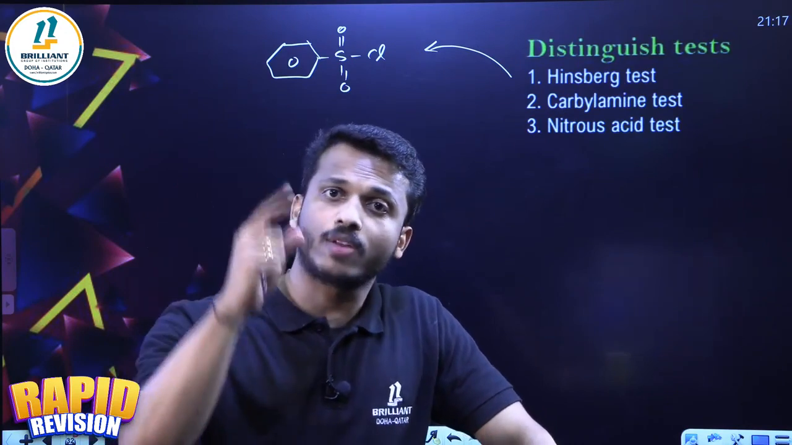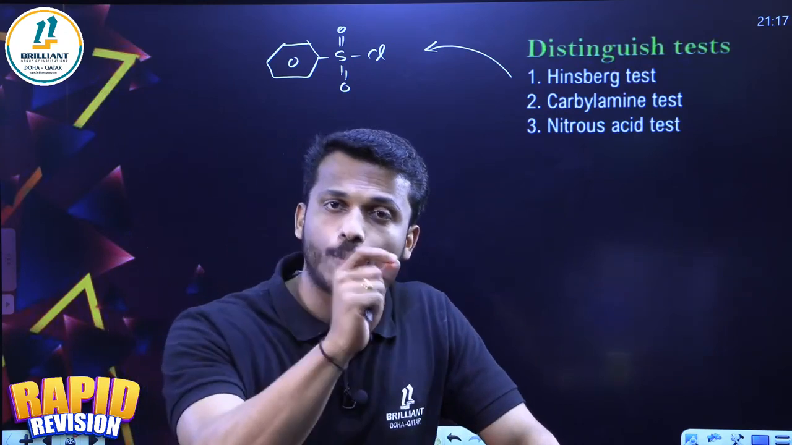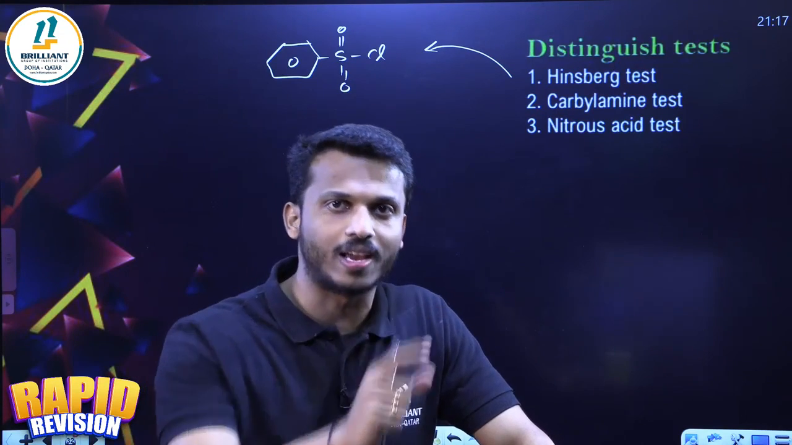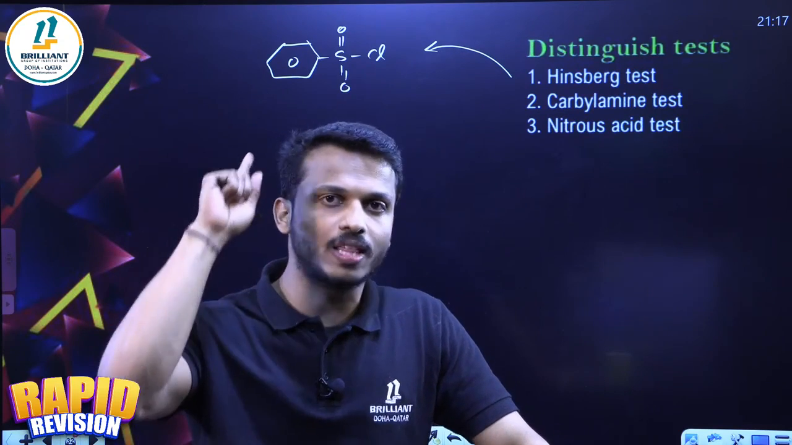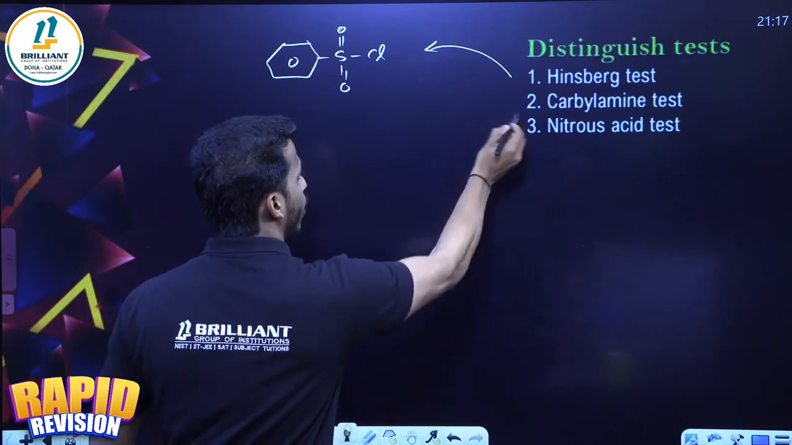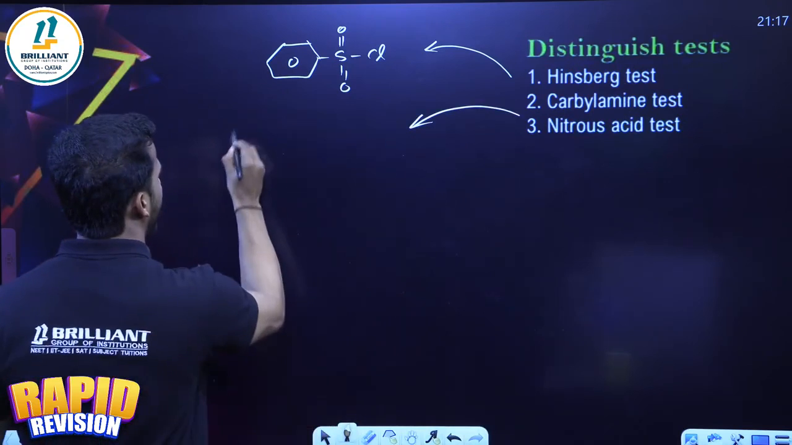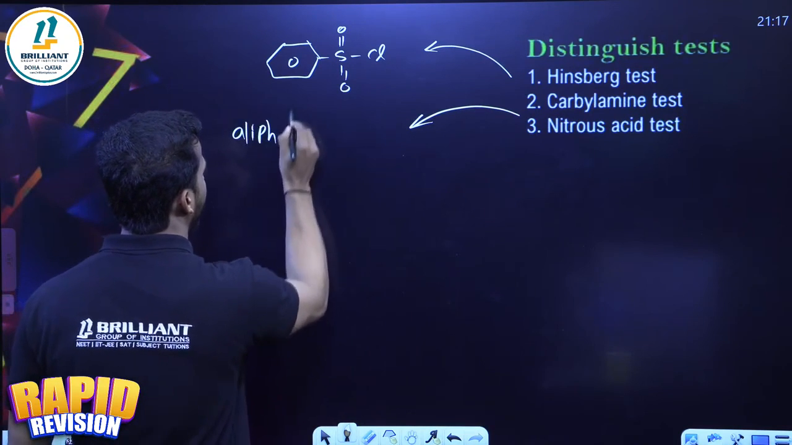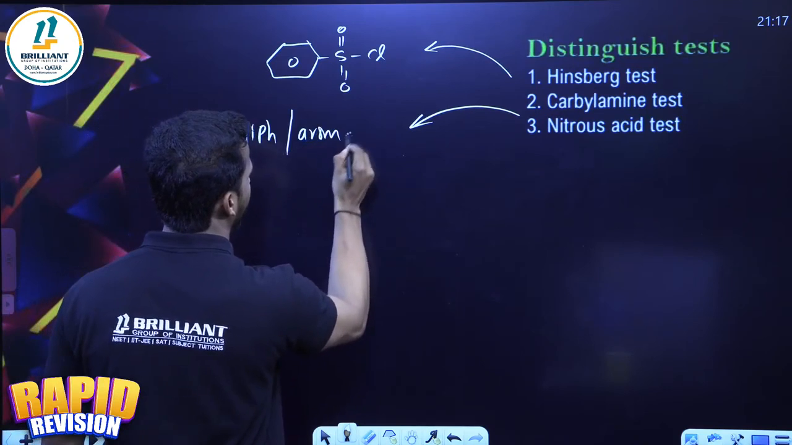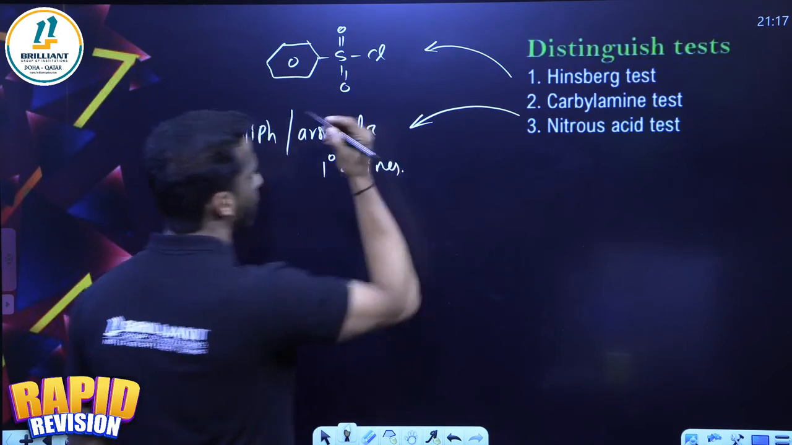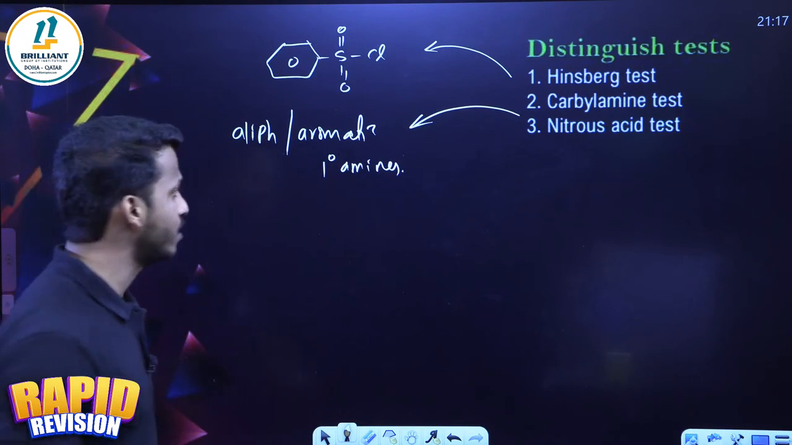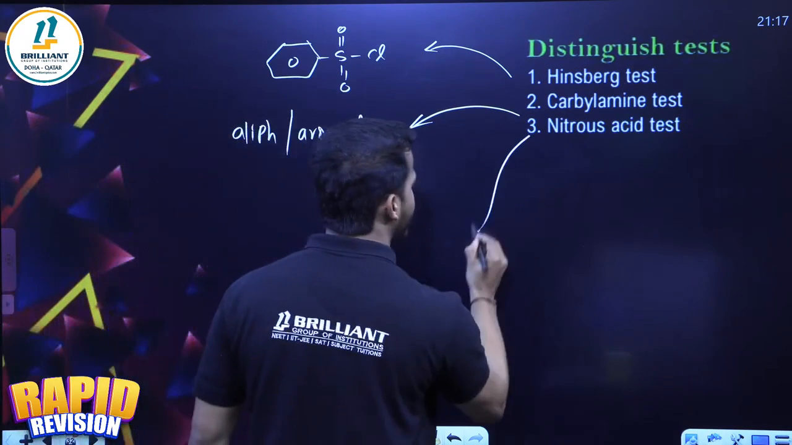A secondary amine also reacts with the Hinsberg reagent. It will give you a product that is insoluble in alkali because it does not contain acidic hydrogen. A tertiary amine does not react with the Hinsberg reagent. Dear all, the carbylamine test is given by only aliphatic and aromatic primary amines. Yes, that foul smell.